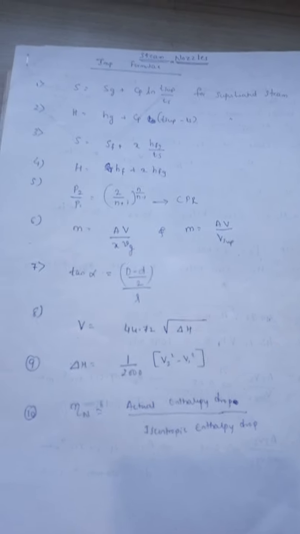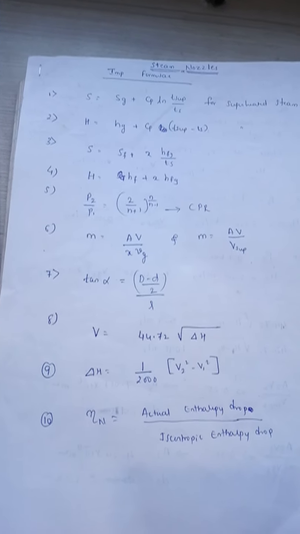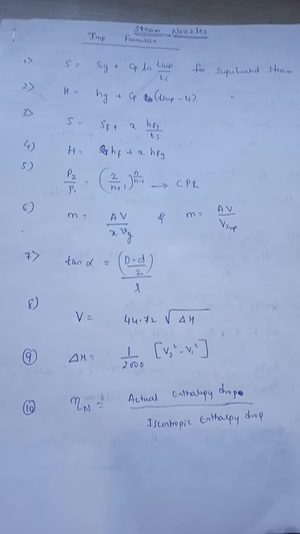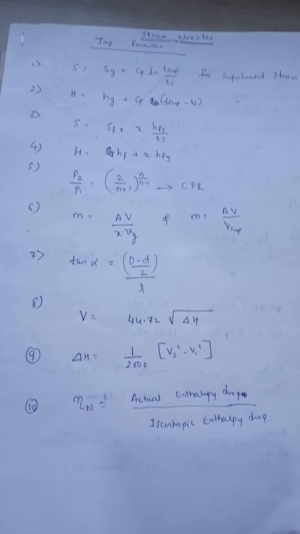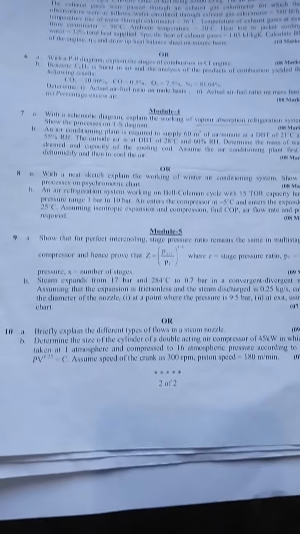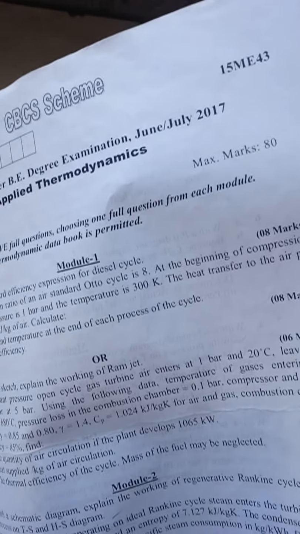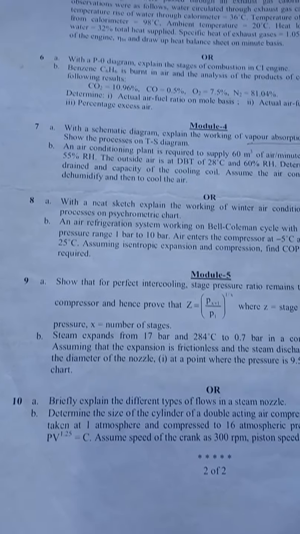We will solve one problem using this Mollier chart. VTU question paper problem only I am going to solve. So please take down this problem, which is asked in June-July 2017. So June-July 2017 question paper, you just check and take down the problem of 9th B.